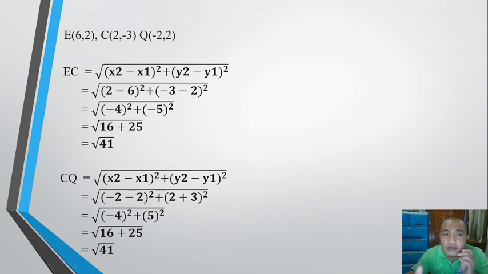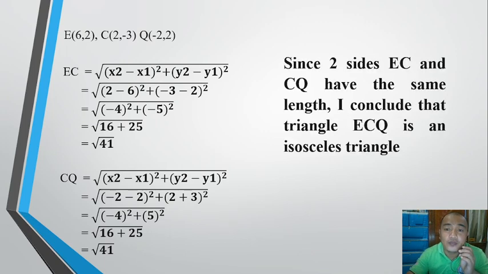So, the length of EQ is 8, while the lengths of EC and CQ are both equal to the square root of 41. So, meaning to say, this is an isosceles triangle. Triangle ECQ is an isosceles triangle because two of its sides are equal. Okay, this is the conclusion. Since two sides EC and CQ have the same length, I conclude the triangle ECQ is an isosceles triangle.